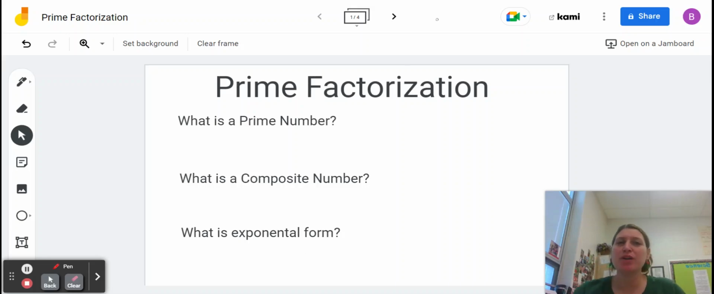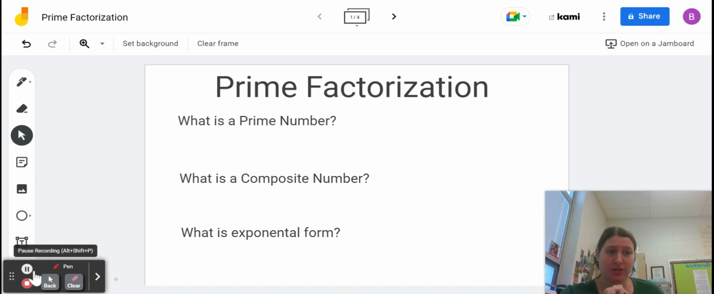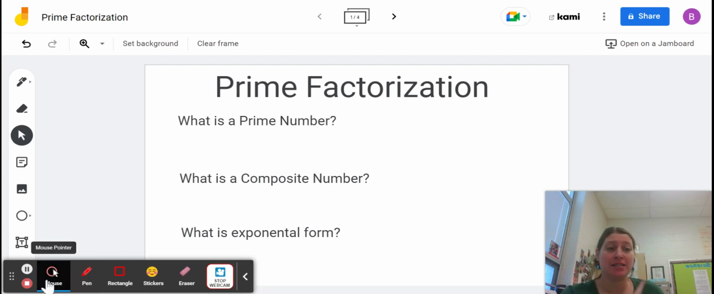Hi guys, so what we're going to be talking about today is prime factorization. So prime factorization means that I'm looking for all prime numbers that I can multiply together to be able to get an original number. So one of the first things we need to figure out is what's a prime number? A prime number is any number that has just two factors, one and itself.